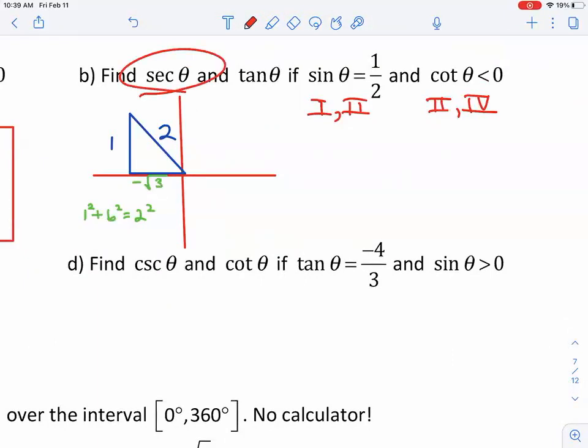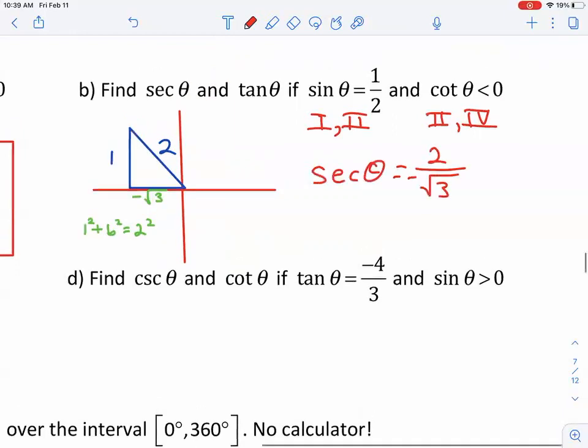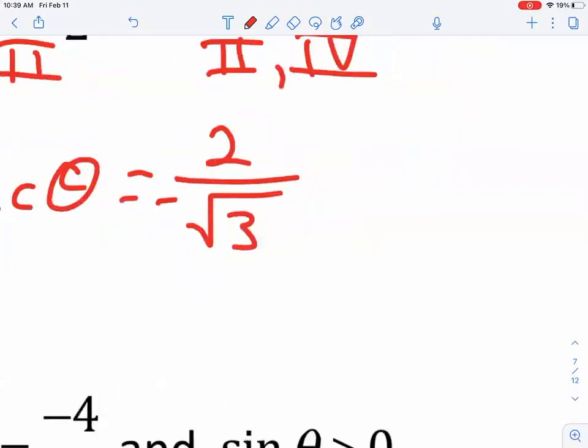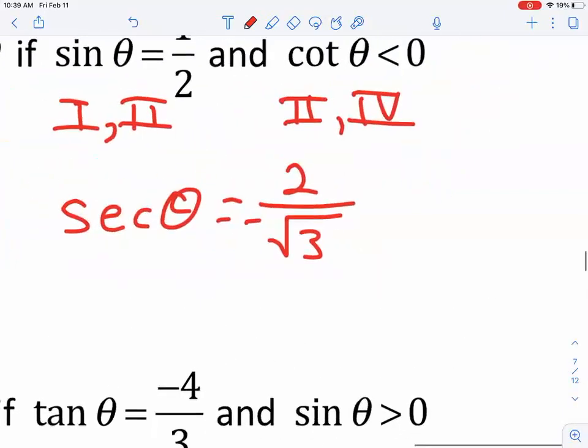Secant is the cosine flipped over. Cosine's adjacent over hypotenuse, so the secant is hypotenuse over adjacent. So the hypotenuse is 2, and the adjacent is negative √3. Which then rationalizes into -2√3 over 3.